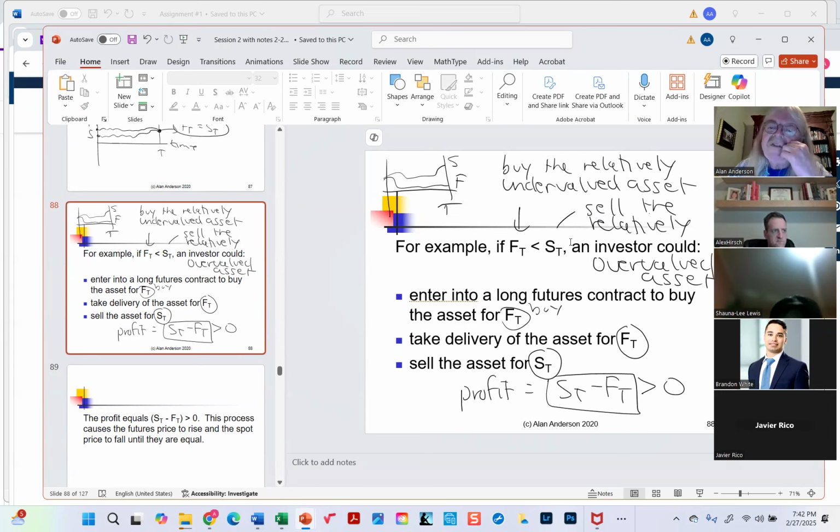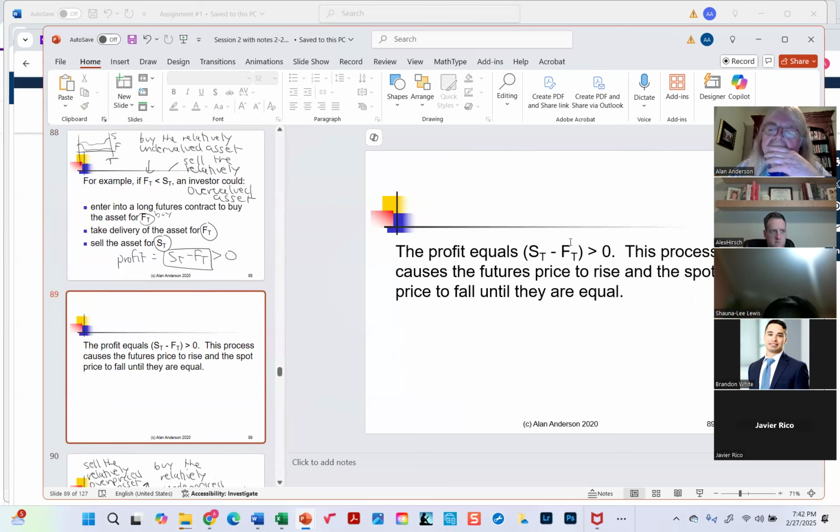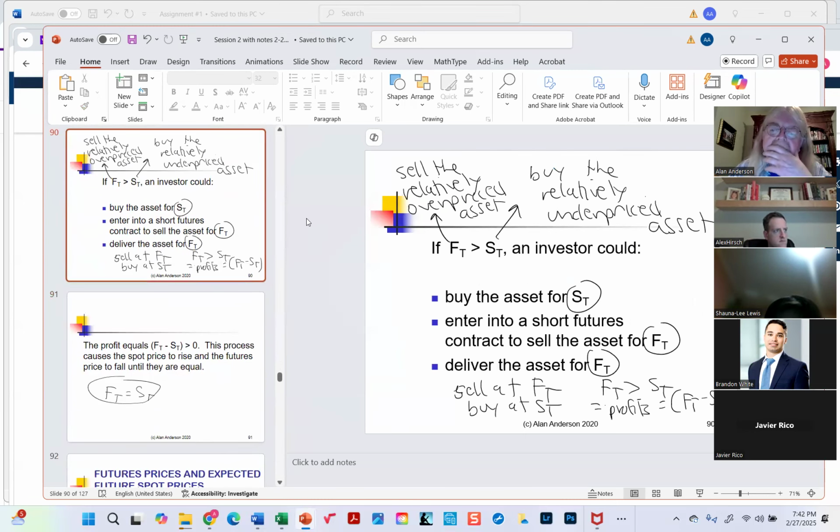If it's the other way around, then what you're going to do is buy the spot asset and enter into a short futures contract to deliver the asset for F_T dollars. When you do deliver it, you'll collect F_T, which is greater than S_T. So you'll make a profit. Okay, so that means they better equal each other. Otherwise, there'll be arbitrage opportunities which will force them to equal each other.